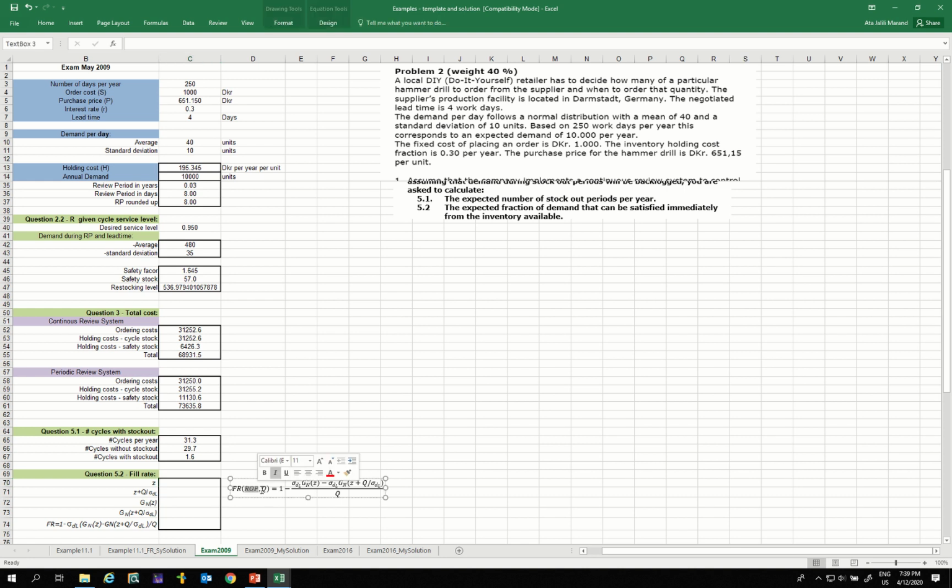So we know the ROP, we know the Q, and we want to find FR, and we need to use this formula. We have this formula in parts, so we need to know the Z, then we need to calculate Gn of Z, we need to know Z plus Q over sigma dL, and then calculate the Gn at this point. And then having these two values and Q from the previous questions, we can calculate FR. So let's start with Z.